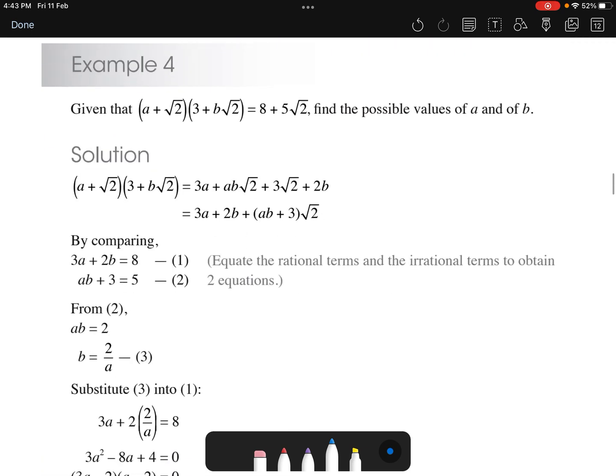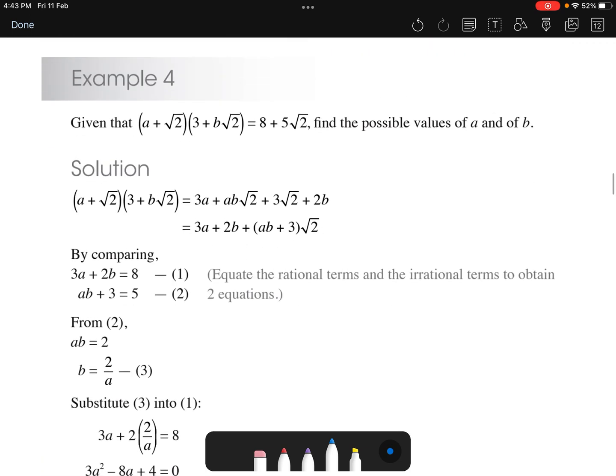Okay, next we will look at example 4. This is finding out the possible values of a and b. So how do I solve this question? Given that (a plus square root 2) bracket (3 plus b square root 2) is equal to 8 plus 5 square root 2, what are the possible values of a and b? Of course we need to do our expansion. For example, you look at the a, you draw one rainbow. Look at the second, draw one rainbow. Third rainbow, fourth rainbow.